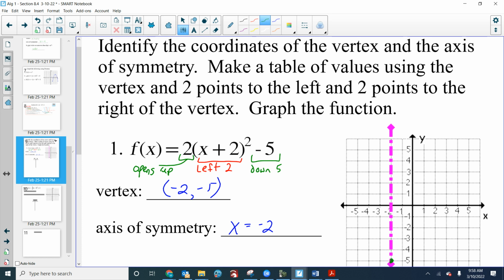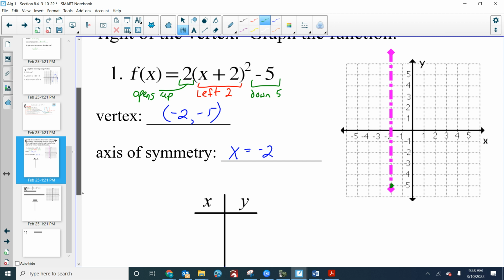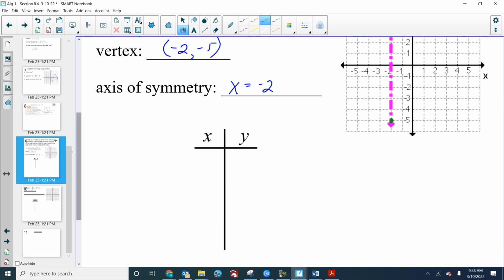All right, make a table of values using the vertex and 2 points to the left and 2 points to the right of the vertex. So our table of values. What would be 2 points to the left of the vertex? -4, -3. Sure. So -2 is our vertex. Do you agree? -2 is in the middle. So I probably want to go -3, -4. And then to the right would be -1 and 0. Do you agree? This is my vertex.